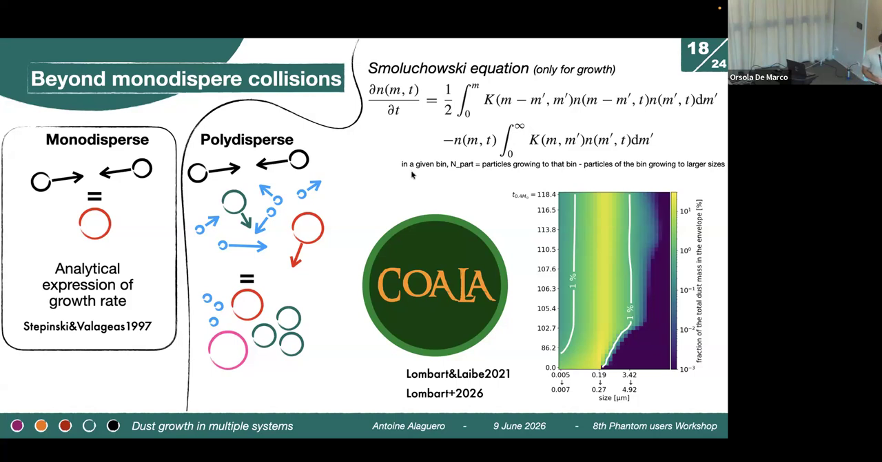But thankfully for us, there is Maxime Lombart, who has done the job quite well with his Koala code, which is able to evolve a distribution of grain sizes with time. And so it's already implemented in the code, right? There is a branch for that, and it's probably working. But Koala is not yet public, so we'll have to wait a bit of time. Yeah, thanks.